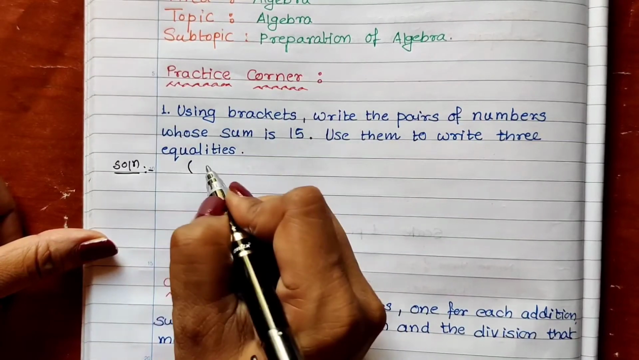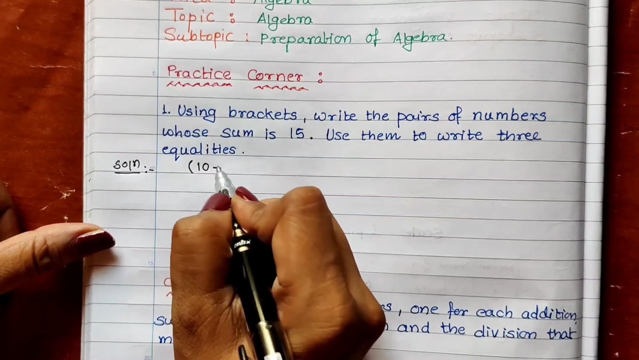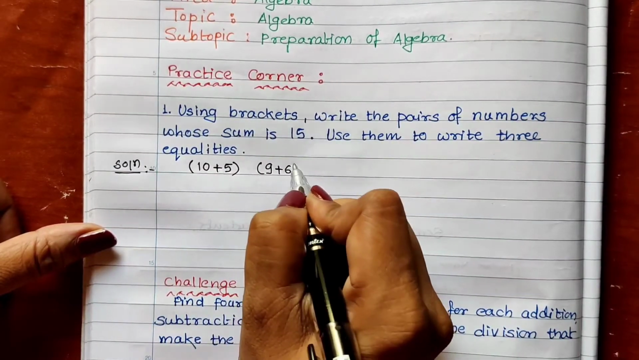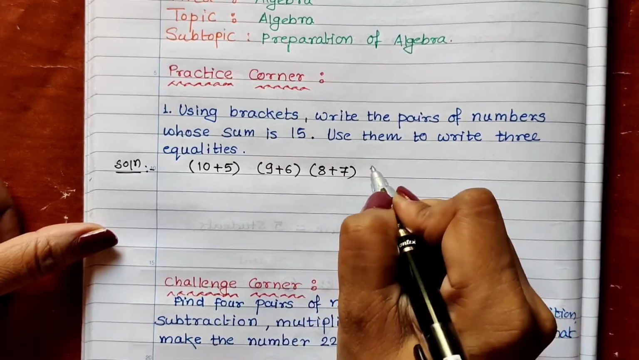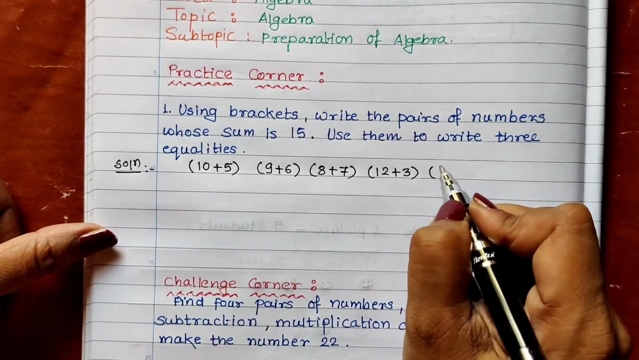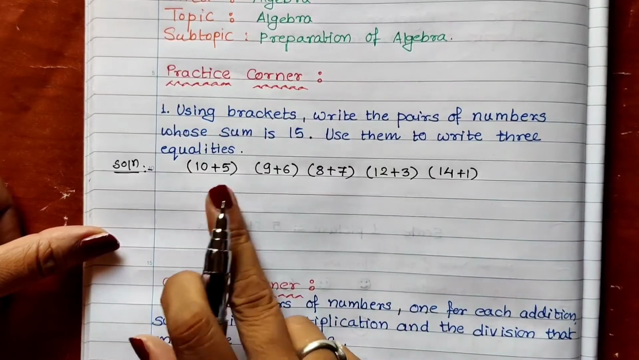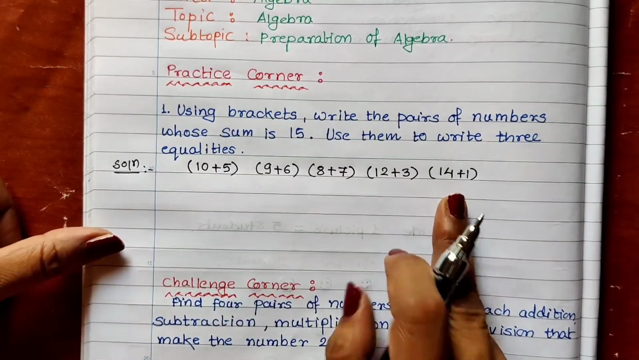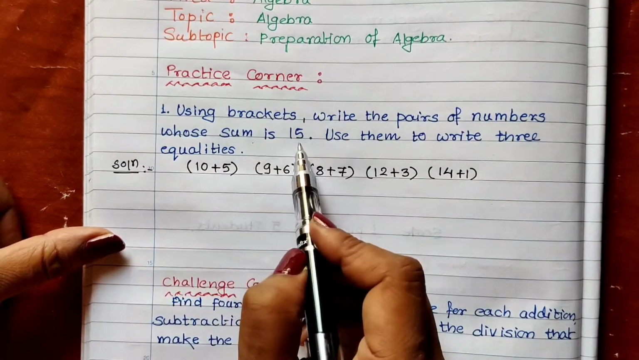You can write any 2 numbers whose addition is 15. You can write 10 plus 5 is 15, 9 plus 6 is 15, 8 plus 7 is 15, 12 plus 3 is 15. Anything you can write, anything. 14 plus 1 is 15. So addition of 2 numbers in the bracket whose answer is 15. So this we have done. Using brackets, write the pair of numbers whose sum is 15.